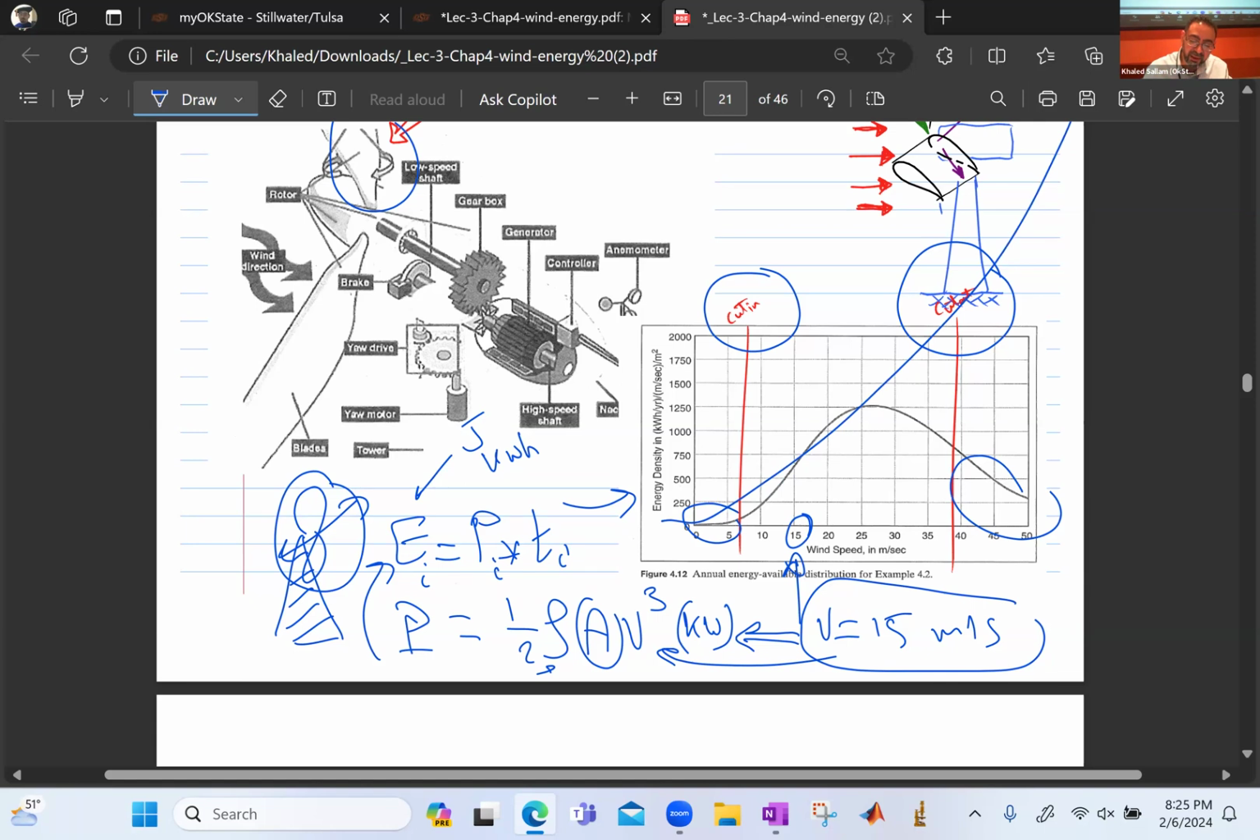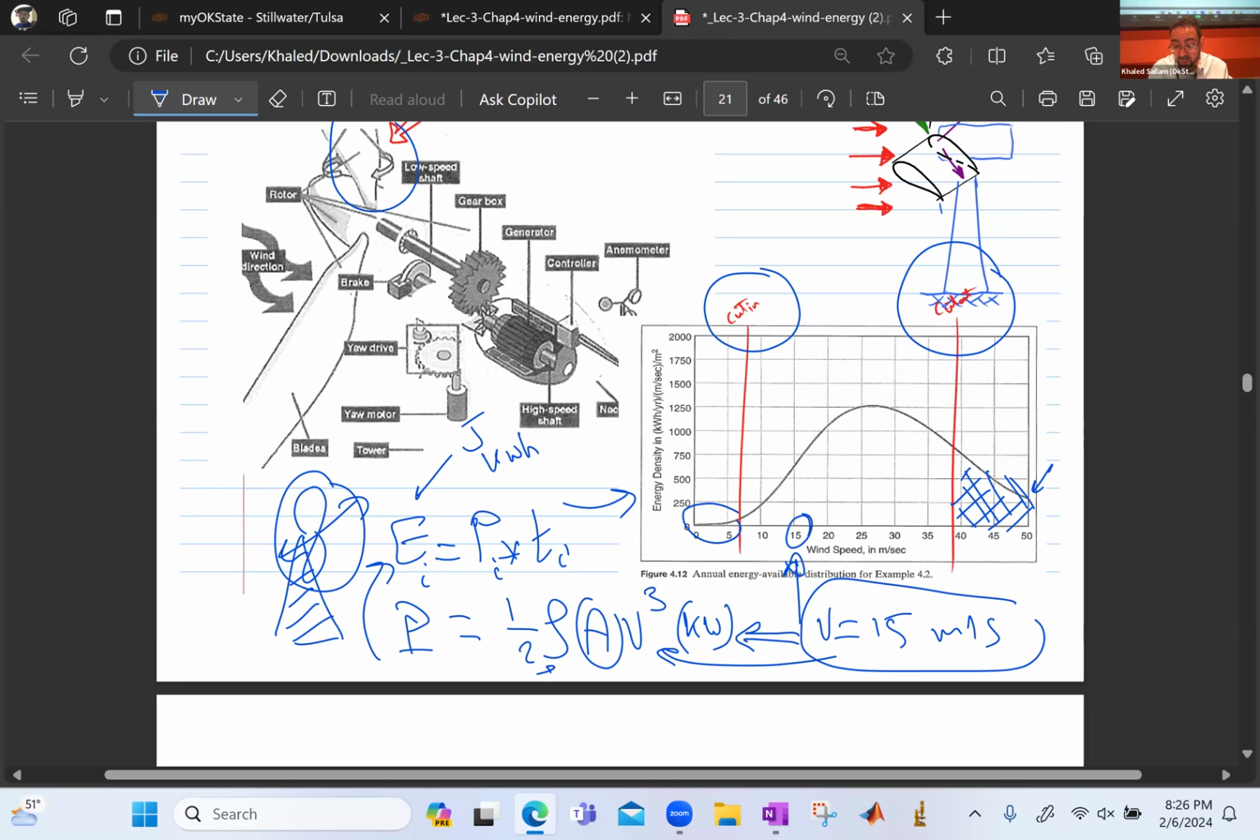Half rho A V cube will go up like this. But what makes the curve of the energy go down is because what? At those high velocities, it doesn't last that long. Not that many hours per year is the velocity 50 meters or 45, right? Those are like the 2 tornadoes that we get per year. Yes, the velocity is super high, but the time is super small, and that's why the energy gets lower. And that explains to us what? That explains to us why there is a cut-out speed for the turbine.